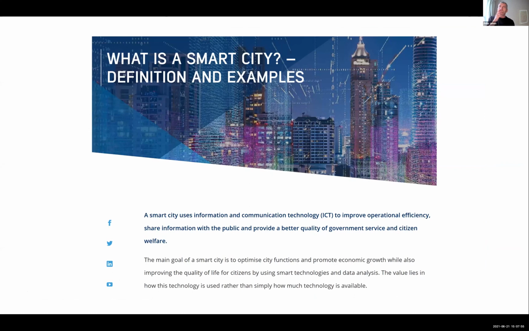I had a quick look around some of the definitions of smart cities, and this is typical of them. I can't quite remember which website I pinched this one off, but it doesn't really matter. They're all very much the same. Here it says the point of a smart city is to improve operational efficiency. And in the second paragraph here, it says to promote economic growth, and optimize our systems. This is largely palpable nonsense.